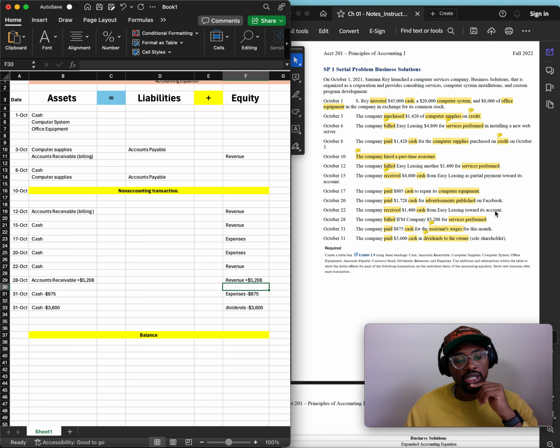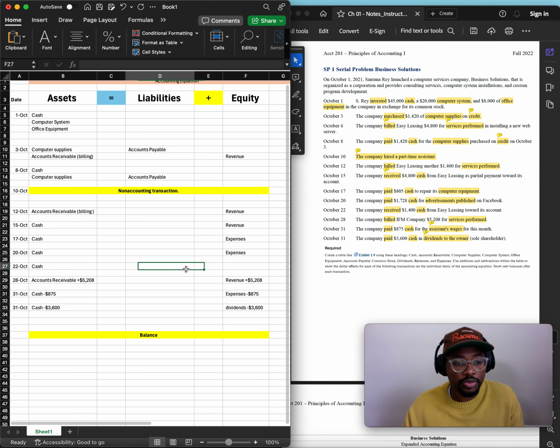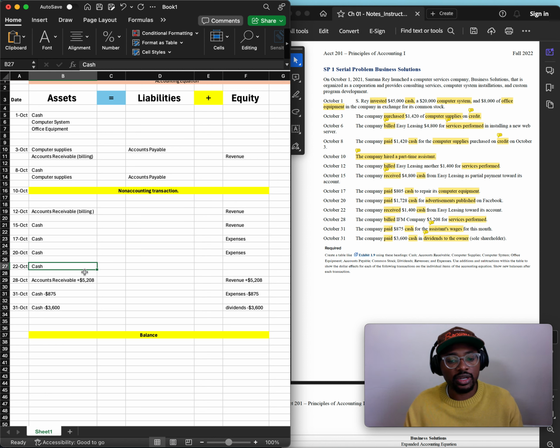Now this one is a little tricky. The reason why this one is tricky is because this one is actually wrong. So forgive me. Okay, so professors can be wrong, and that's okay. For the 22nd is actually going to be cash, and we're going to come here and put accounts payable. So this is where it gets a little tricky because on October 22nd, it says that we are getting money back from what we expected.